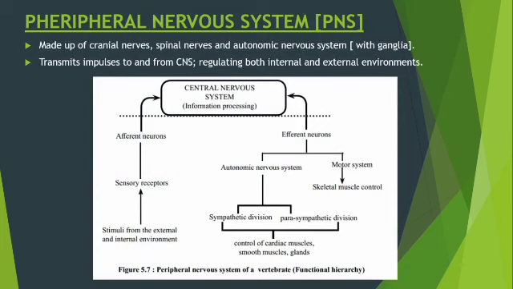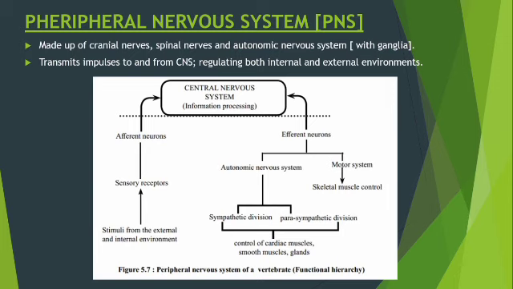Now let's learn about the peripheral nervous system. The peripheral nervous system is made up of cranial nerves, spinal nerves, and the autonomic nervous system with ganglia. It transmits impulses to and from the central nervous system, regulating both an animal's movement and its internal environment.